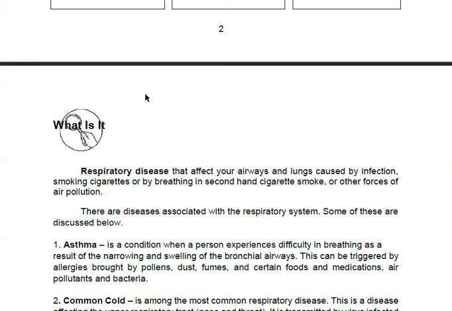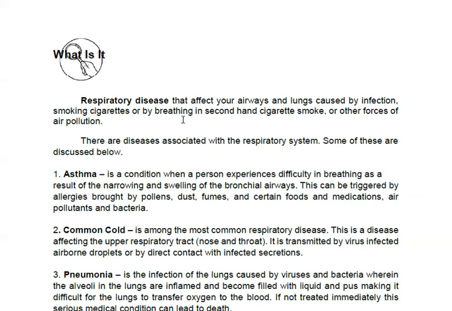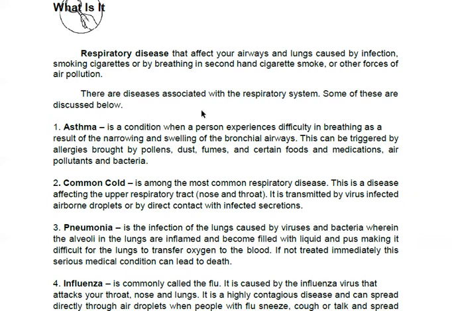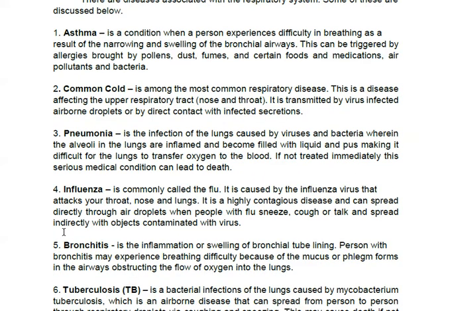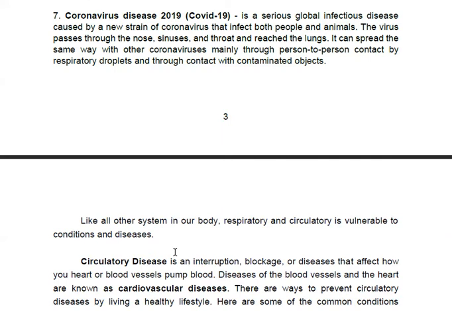Let us continue. We are now on page 3. Here it says that respiratory diseases that affect your airways and lungs can be caused by infection, smoking cigarettes, or breathing in secondhand cigarette smoke and other sources of air pollution. So these are the causes. What are the effects? These are the diseases associated with the respiratory system. You have here asthma, common cold, pneumonia, influenza, bronchitis, tuberculosis, and the coronavirus disease 2019.